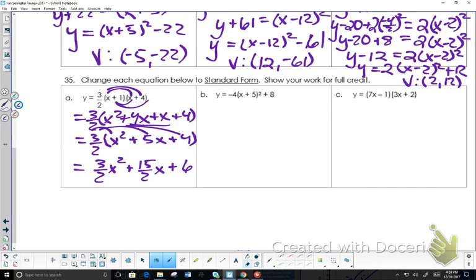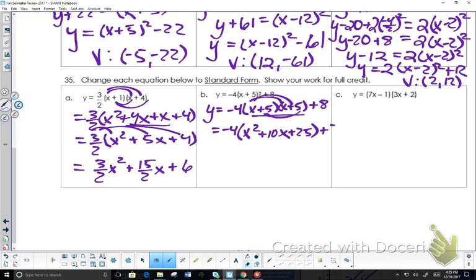If you're doing vertex form, that means y equals negative 4 times (x plus 5) times (x plus 5), since it's being squared, right? So my first step would be to multiply this stuff out, giving me x squared, 5x, and 5x is going to be 10x, and then the last one would be plus 25, and outside of that is plus 8. Remember, you got to distribute this negative 4 first, so I got negative 4x squared, negative 40x, and then negative 4 times 25 is going to be negative 100 plus 8. So then I end up with y equals negative 4x squared minus 40x minus 92.